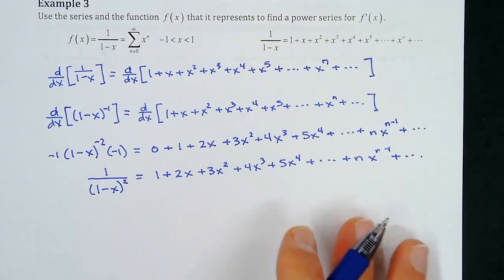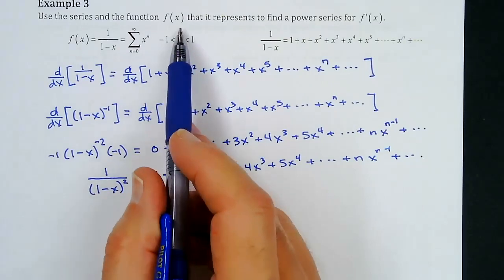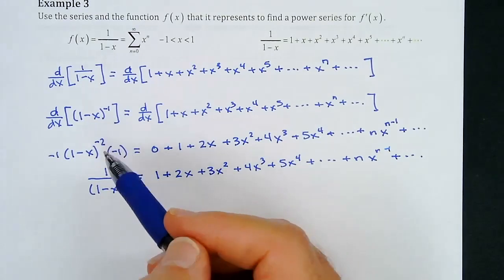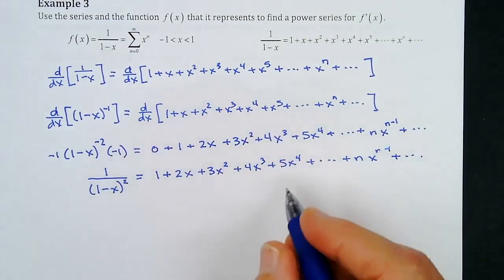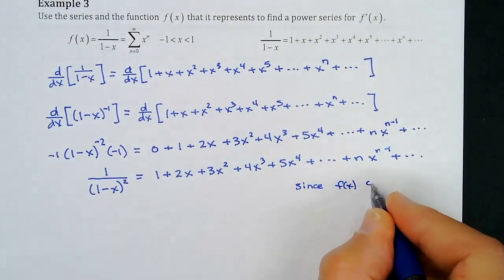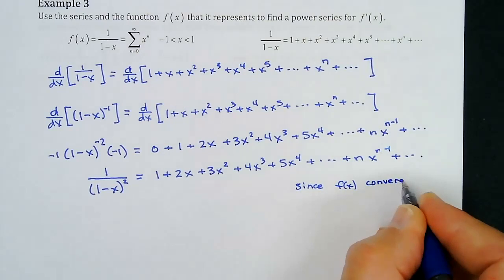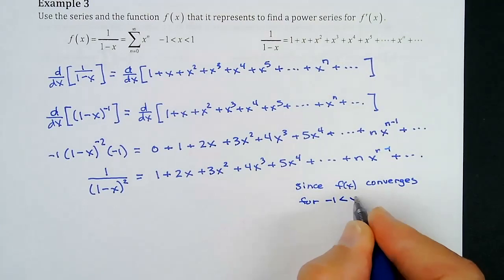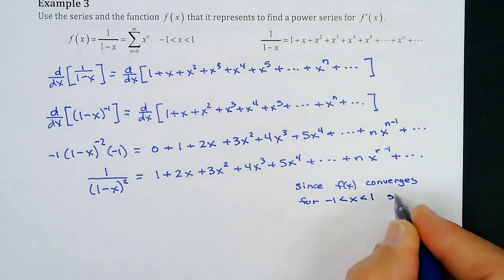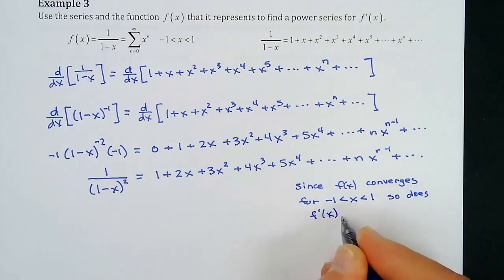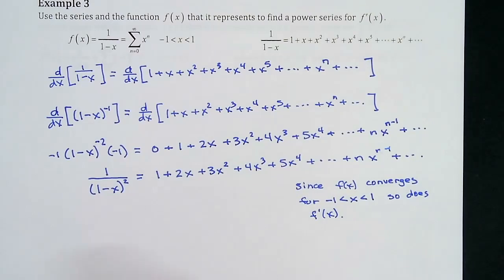Now, one thing: whatever the interval of convergence of our original series function, our derivative is only going to work on that same interval of convergence. So I'm going to write this: since f of x converges for -1 less than x less than 1, so does f prime of x. So what does all this mean? We start with f of x. What does this mean?